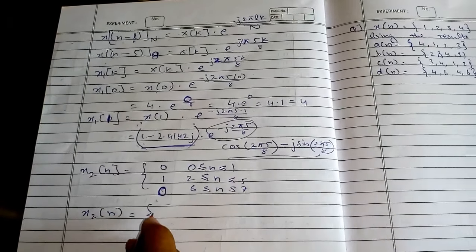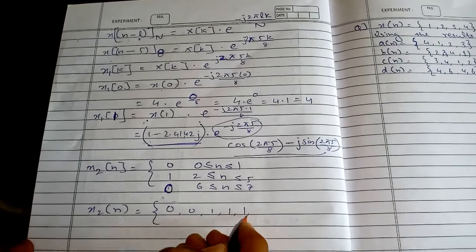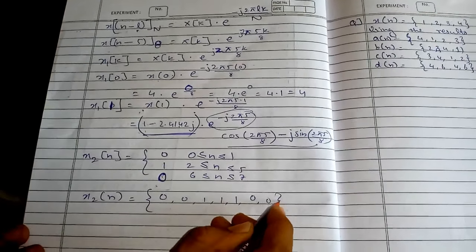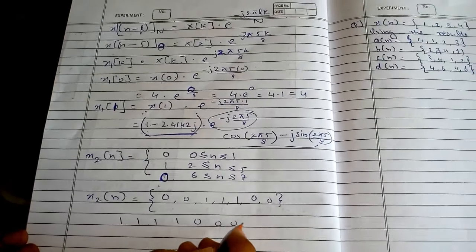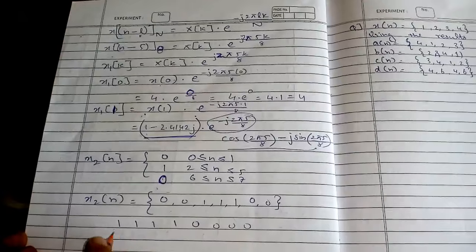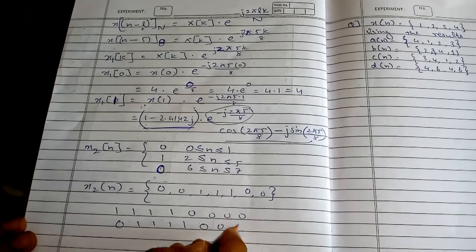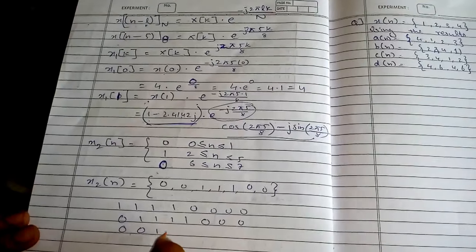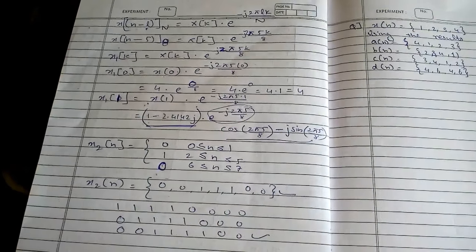After writing x2 of n, what you need to do is compare it with x of n. I had 1 1 1 1 0 0 0 0. Move in anti-clockwise direction. If I move once, I will have 0 1 1 1 0 0 0. Move another time, 0 0 1 1 1 1 0 0. This is nothing but x2 of n, right?